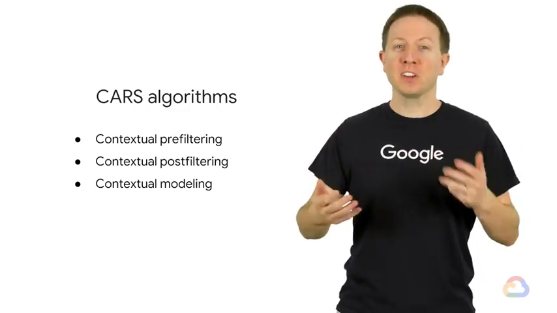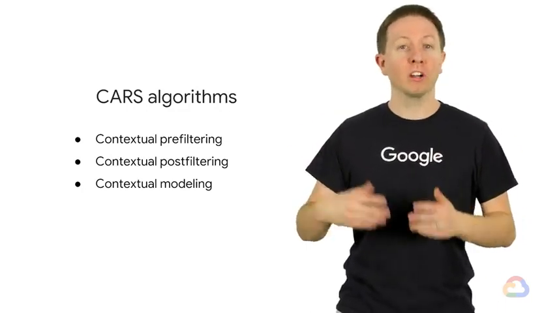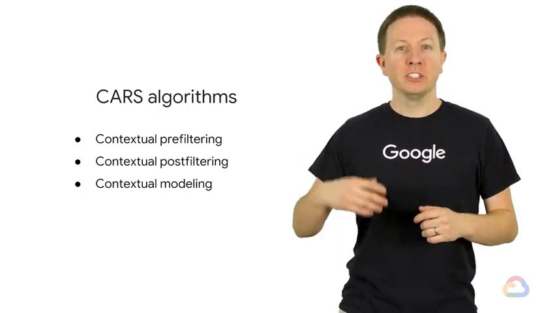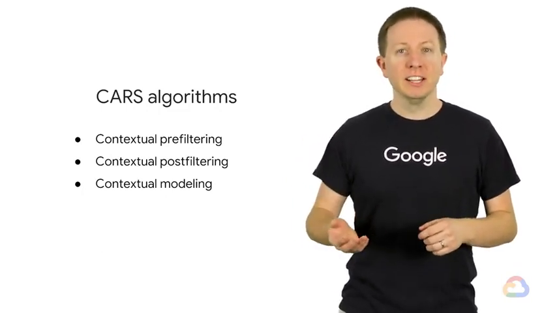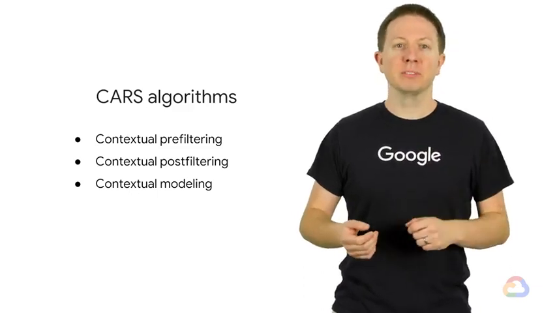There are three main types of context-aware recommendation systems, or CARS, algorithms. There's contextual pre-filtering, contextual post-filtering, and contextual modeling. Let's go into more detail for each type.